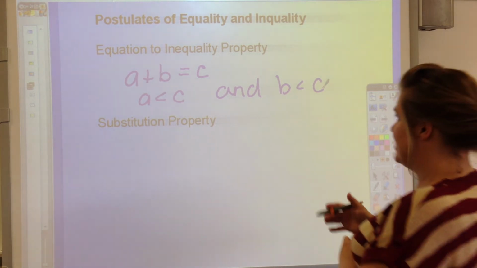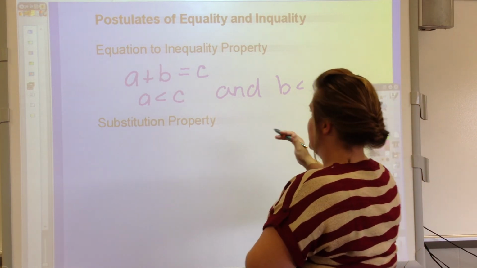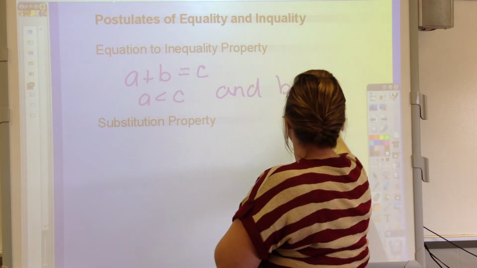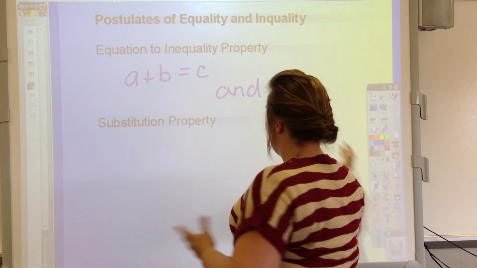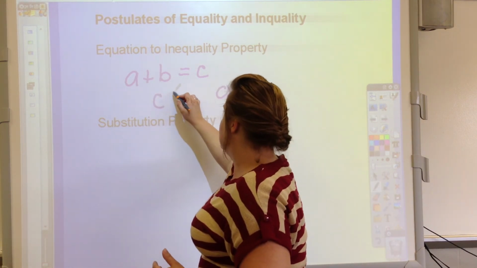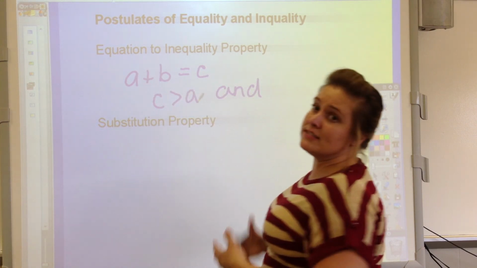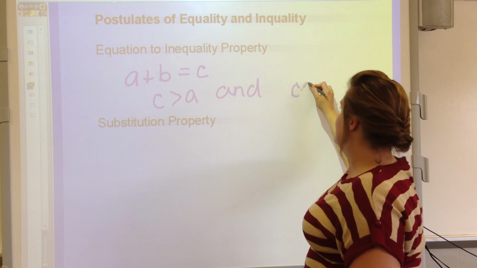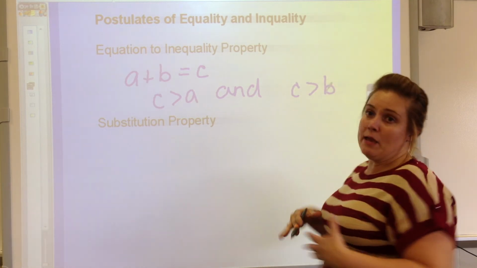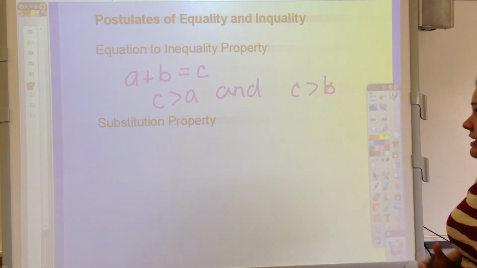I believe the book writes that in the opposite order. I think the book actually writes C is bigger than A and C is bigger than B, although it's the same inequality. C is bigger than A says the same thing as A is less than C. And C is bigger than B says the same thing as B is less than C.